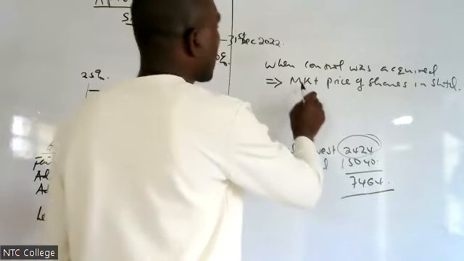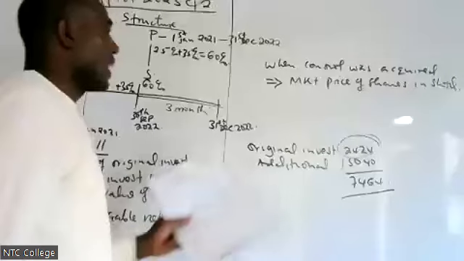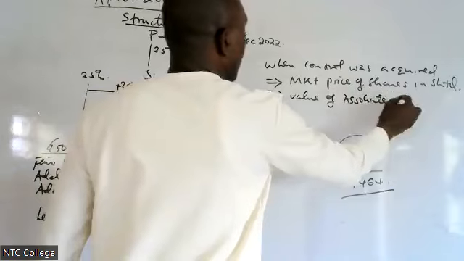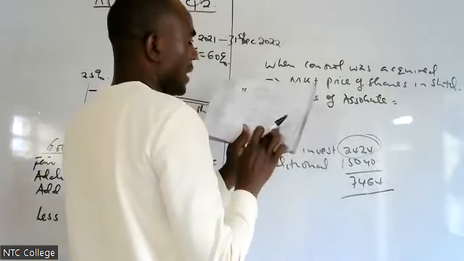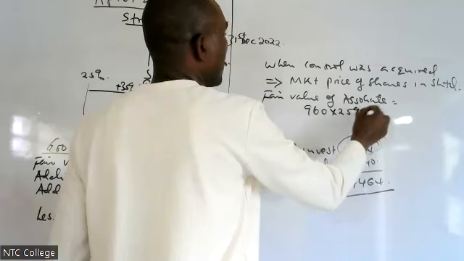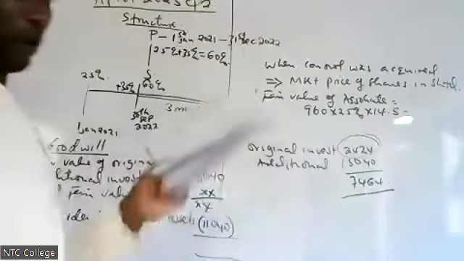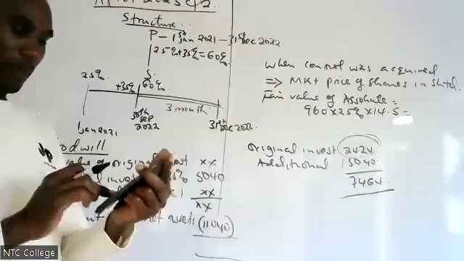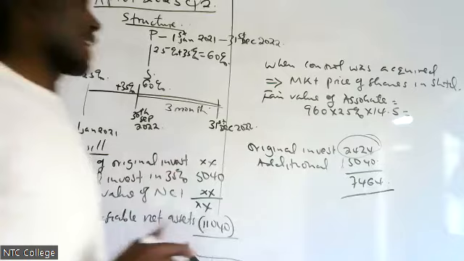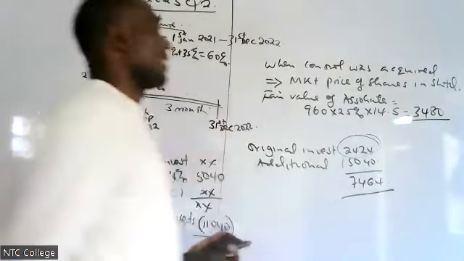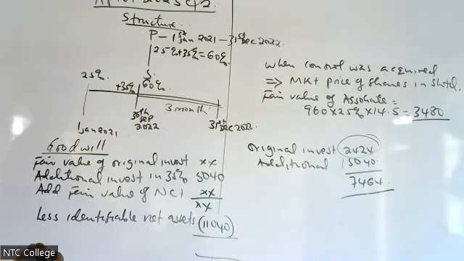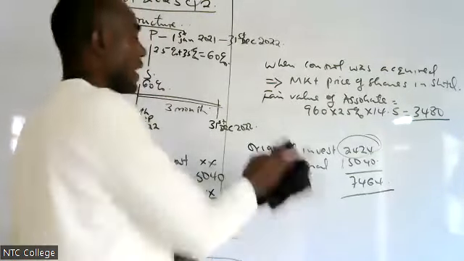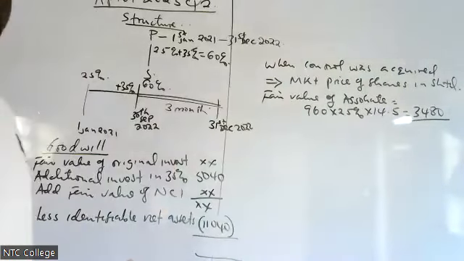Now, the fair value, because the examiner has given us the market price of the shares in S, to get the fair value of associate, I'm going to take the shares in S, which is 960 times 25% times 14.5. That is 3480. That 3480 is the fair value of the investment in associate. Because once the examiner has given you the market price of the shares in S, then for NCI, you use that market price. Also for associate, you use that market price.